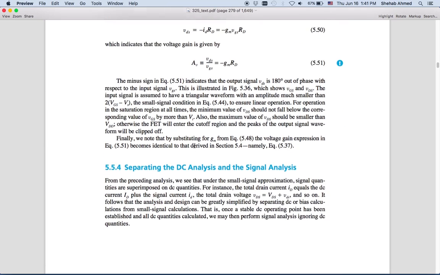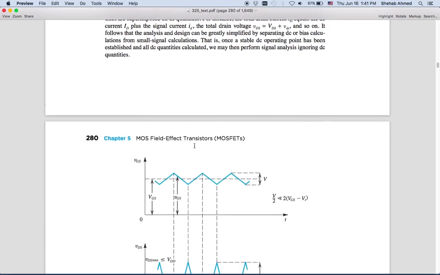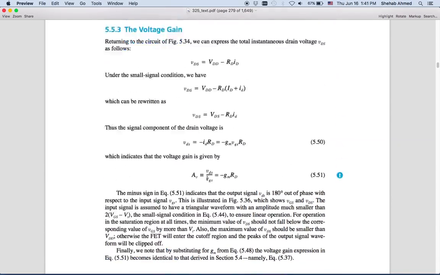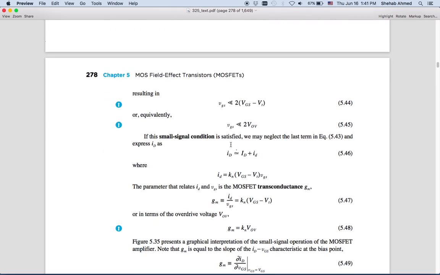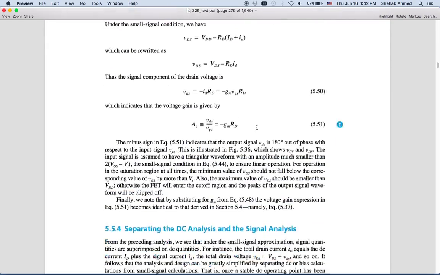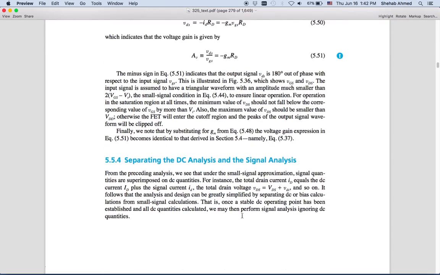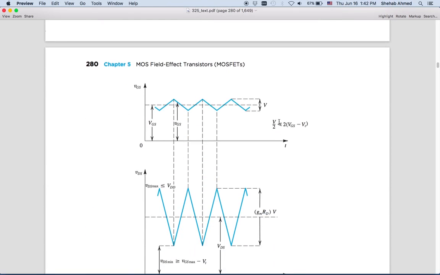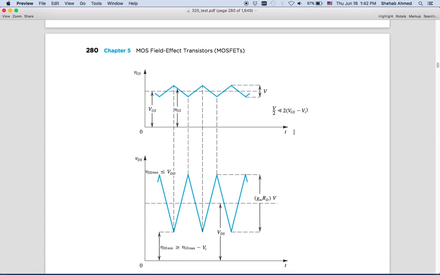And now that we've established that, all of this worked only when I made sure that VGS is much smaller than 2 times the overdrive voltage. That's something I stressed again after we discussed here. So separating DC analysis, this only works if my small signal is significantly less than the overdrive voltage.